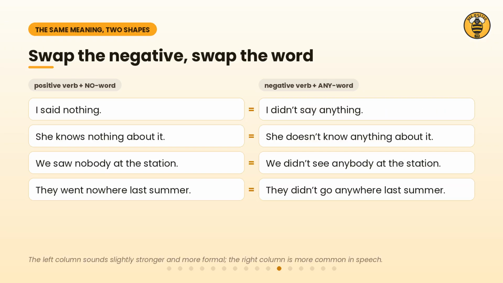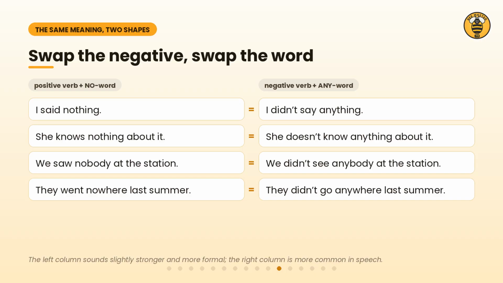Just like no and not any, these pronouns come in matching pairs. Move the negative onto the verb, and the no word becomes an any word. Listen to all 4 pairs. I said nothing. I didn't say anything. She knows nothing about it. She doesn't know anything about it. We saw nobody at the station. We didn't see anybody at the station. They went nowhere last summer. They didn't go anywhere last summer.